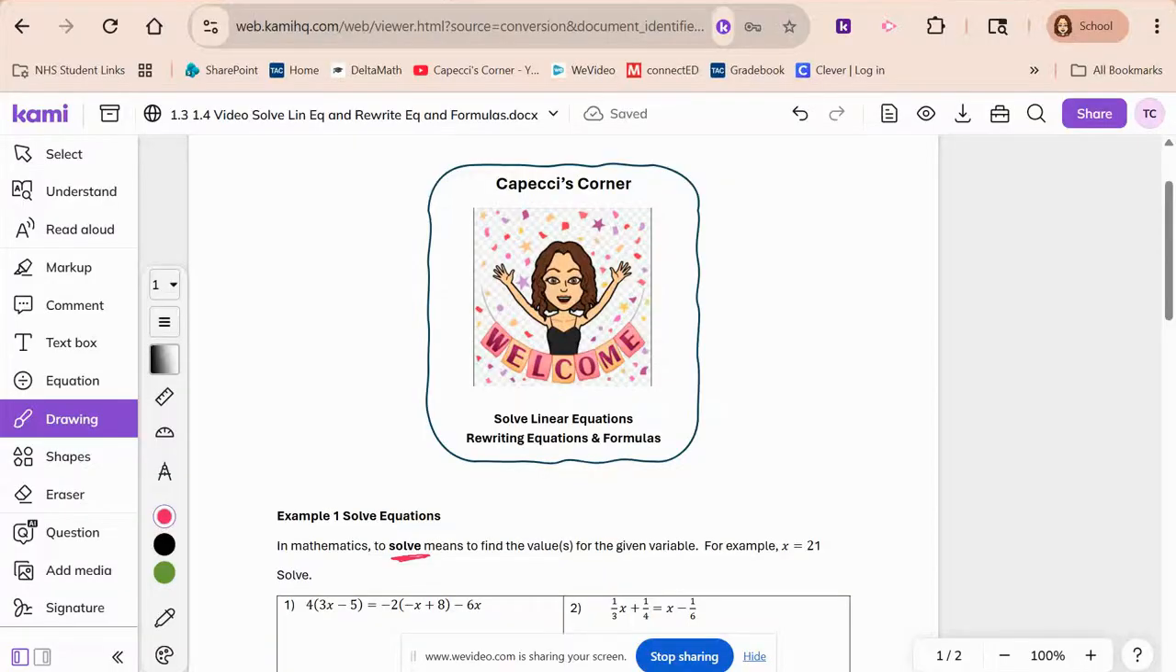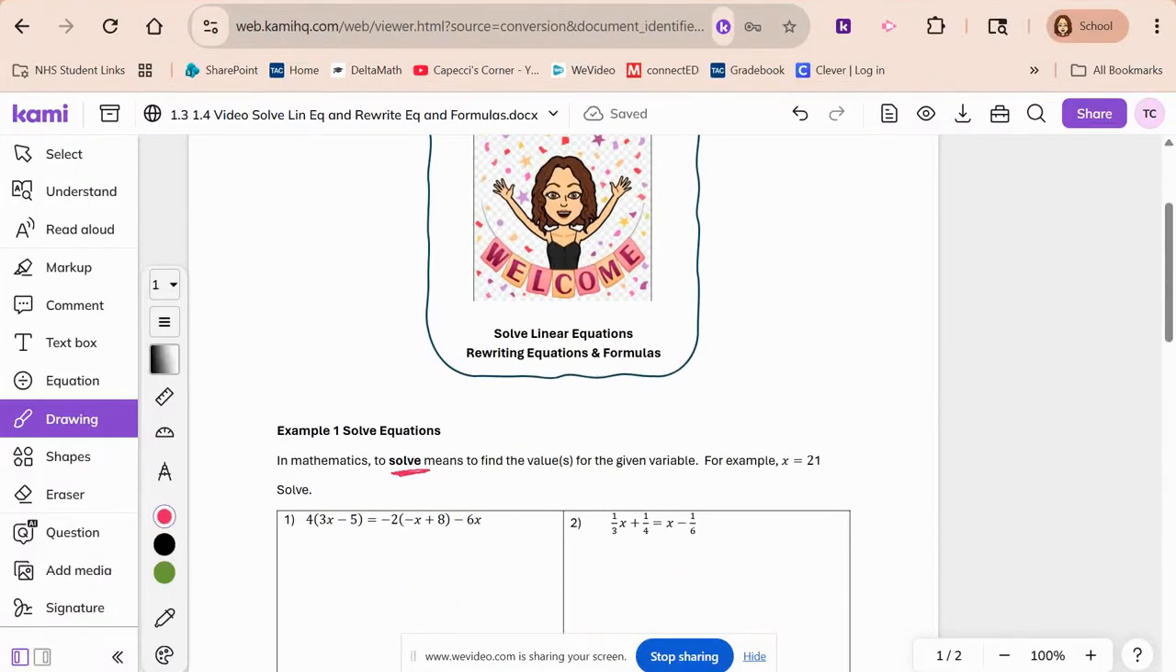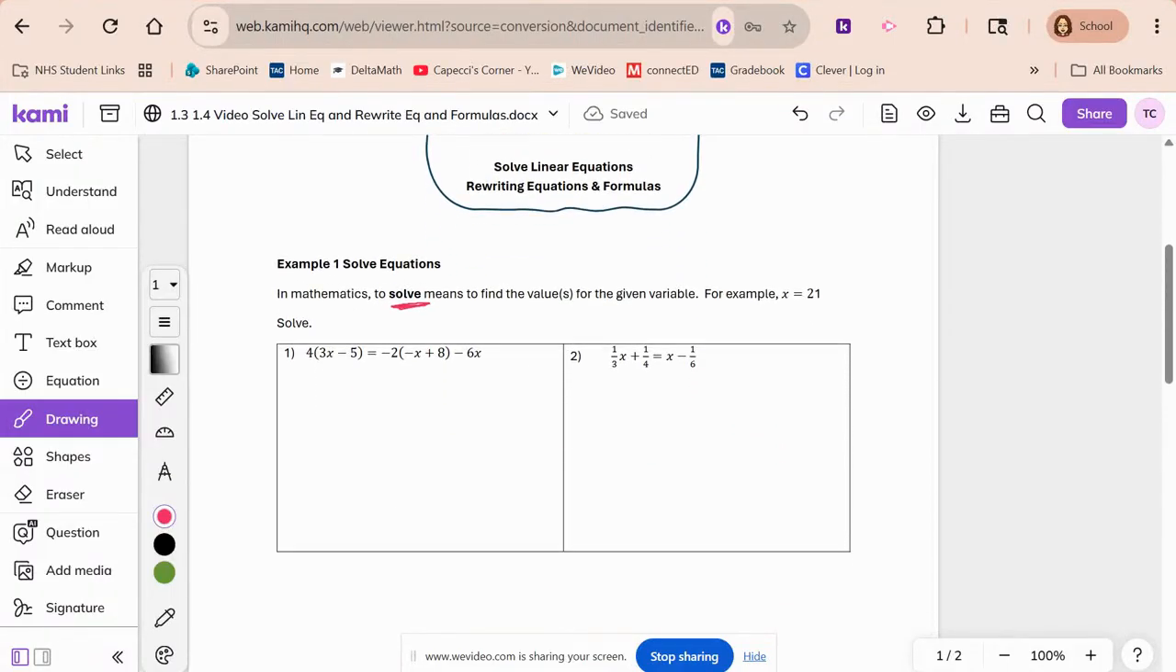Today in Confetti's Corner, we're going to look at solving linear equations and rewriting some equations and formulas. So let's look at our first section. We're going to solve. Again, solve in math means we're going to try to get a value by itself equal to a value, like x is equal to 21 or y is equal to 10. That's solving.